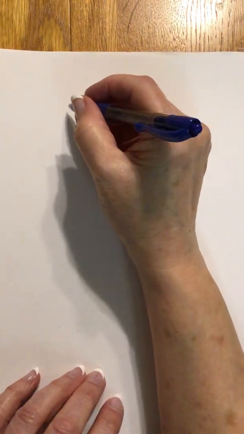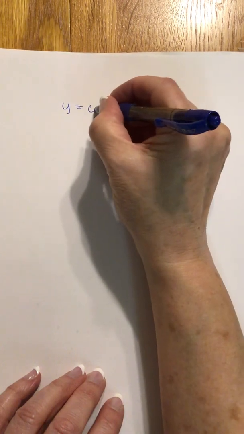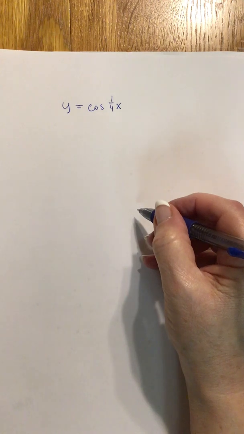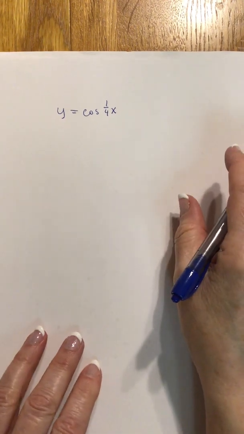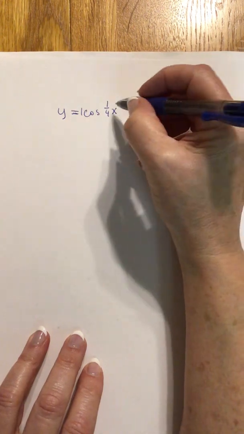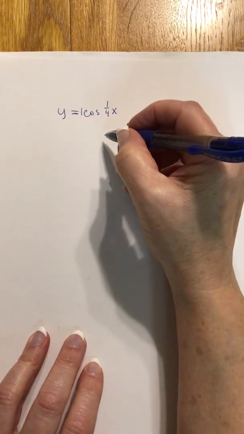Okay, the next one we're going to look at after the A. We've done the A and we've done the D. Now we're going to do the B. So we have a graph that looks like this. We're going to graph y equals cosine 1/4 x. Now, y equals cosine 1/4 x. So our 1 is our amplitude, so that's just going to be the regular graph. But now the 1/4 is our b.